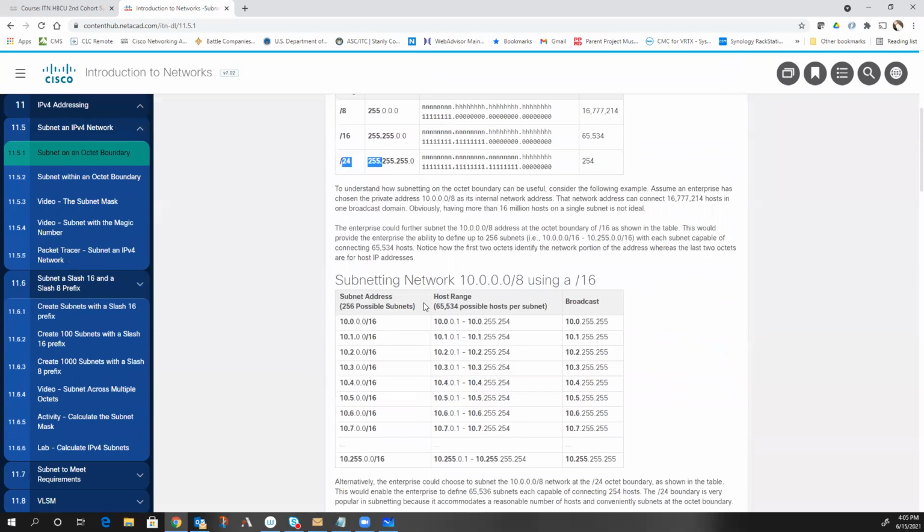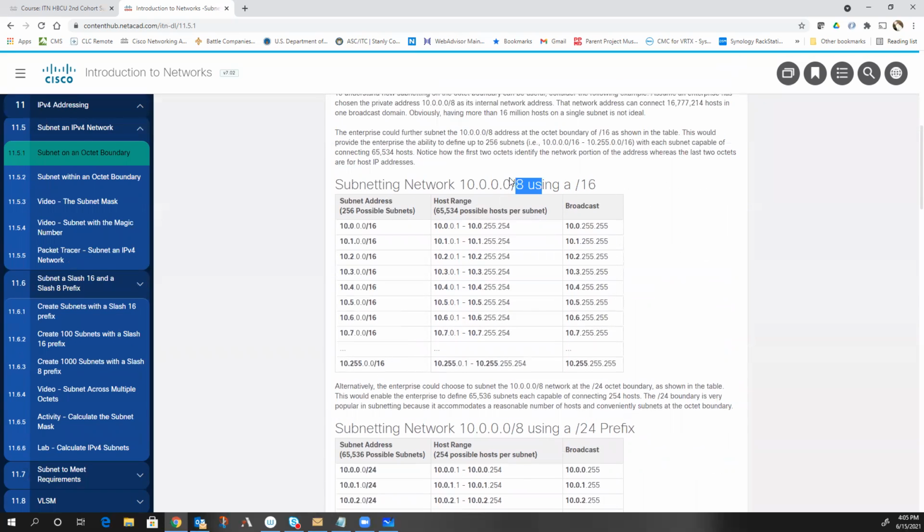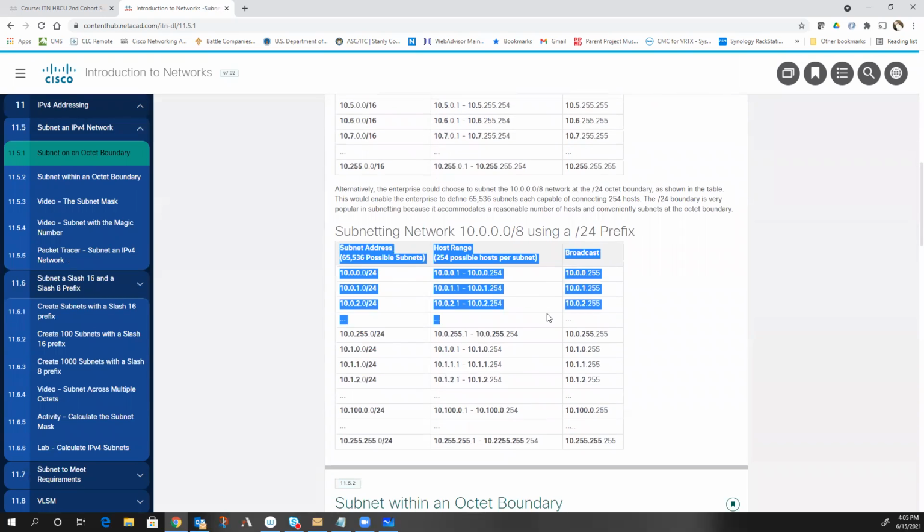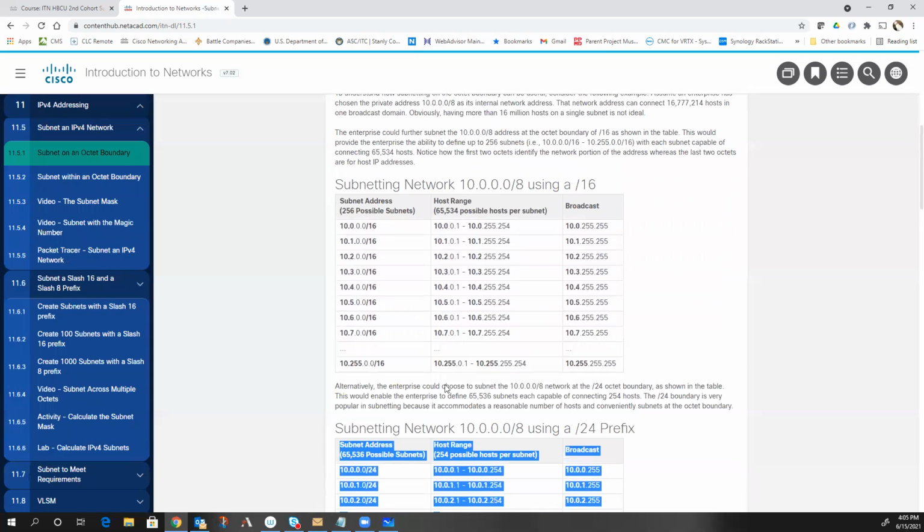/8, /16, /24. Okay, so again, here's an example of a 10.0.0.0 using a /16. In other words, I used a /24. The example they're showing you is /16, so you could have broken it into these subnets instead of the /24s. Here it is as a /24. The other thing you can do is this. You can actually break it down into a /16 and then further break it down once you get inside of a building.